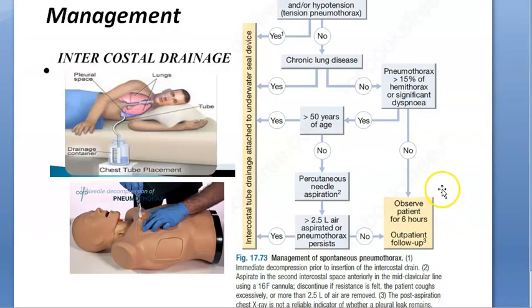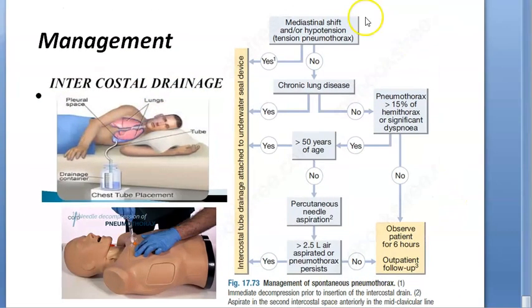Okay. Management, how will you manage? Look at this. You will check if it is a tension pneumothorax. If it's a tension pneumothorax, you will put an intercostal drainage tube between the 4th or 5th intercostal space, or 5th or 6th intercostal space, in the right axilla. So this is where you will put it, and first you will use a scalpel, then you will use forceps to widen the gap, put your gloved finger inside, make the gap, and then put a chest tube.